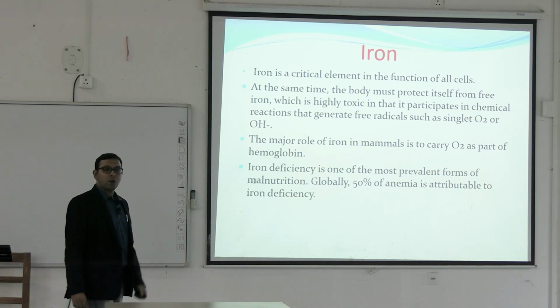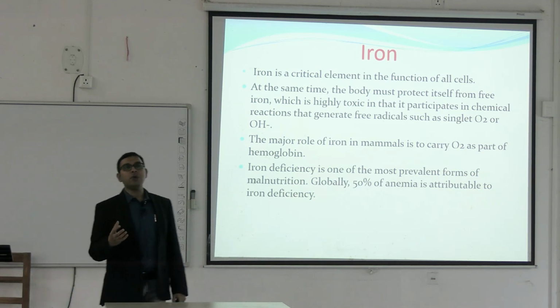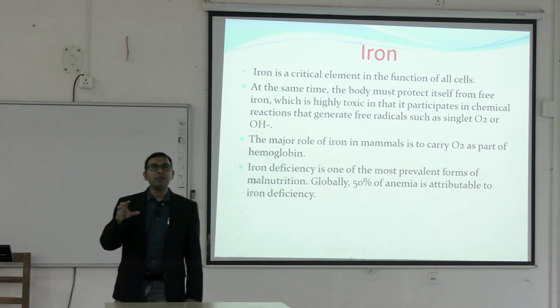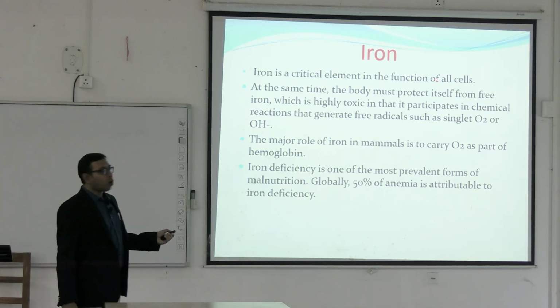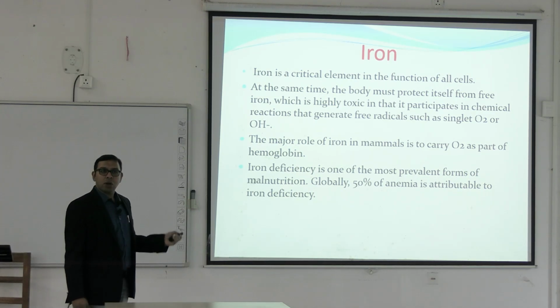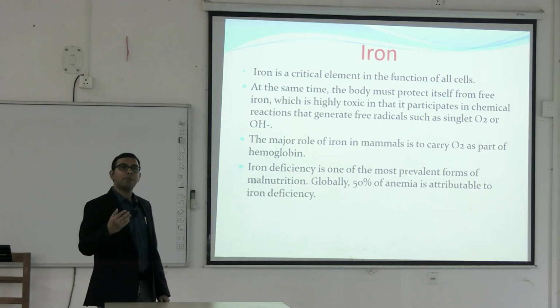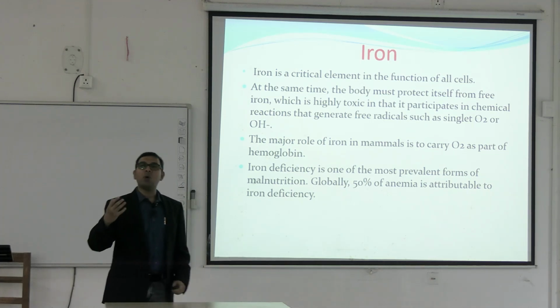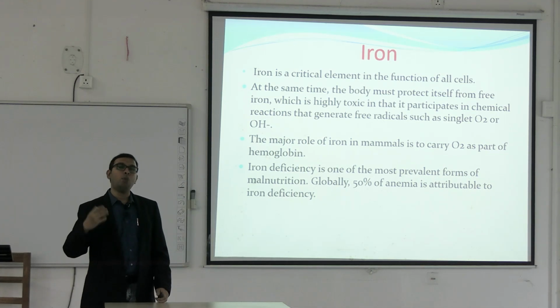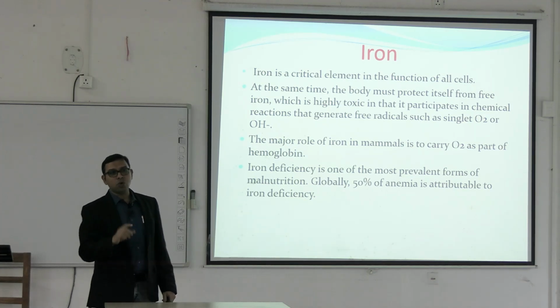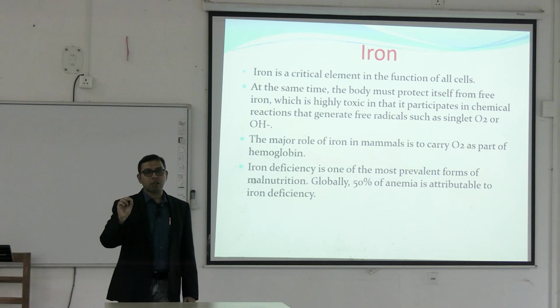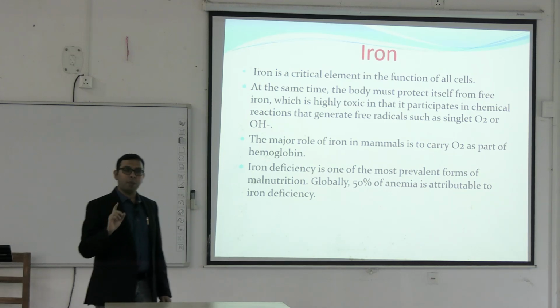Now coming to iron. Iron is ubiquitous in the environment, but it is difficult to absorb. So the body must protect itself from free iron. When iron is present in plenty, or more is absorbed than is required for our body, that leads to more free iron in the plasma, which is also toxic for our body.